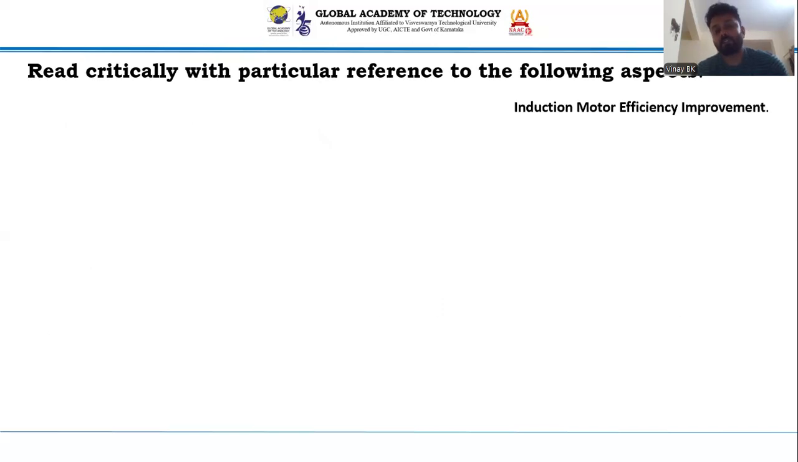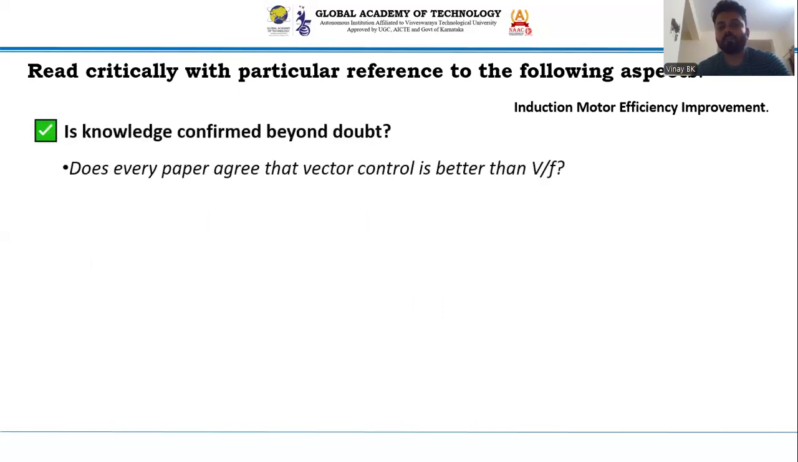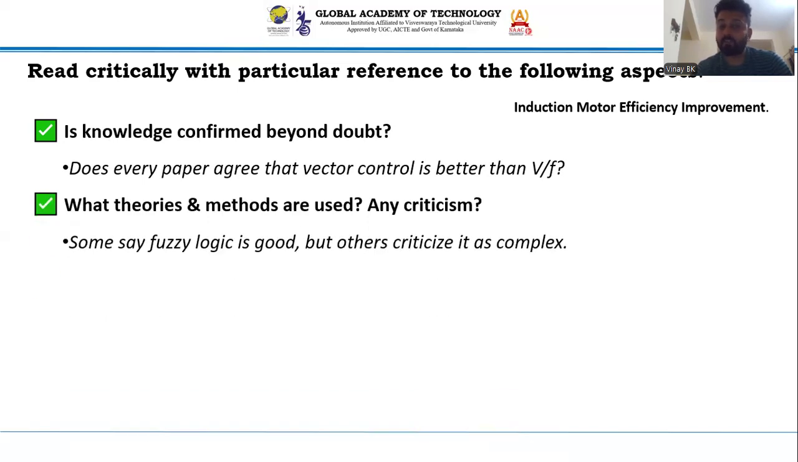So for that, you can take one example for reading critically with respect to the following aspects. Consider induction motor efficiency improvement. You should know, does every paper agree that vector control is better than voltage frequency control? That is, is the knowledge confirmed beyond doubt? And what theories and methods are used? Any criticism? Someone will say fuzzy logic is good, but others criticize it as complex.